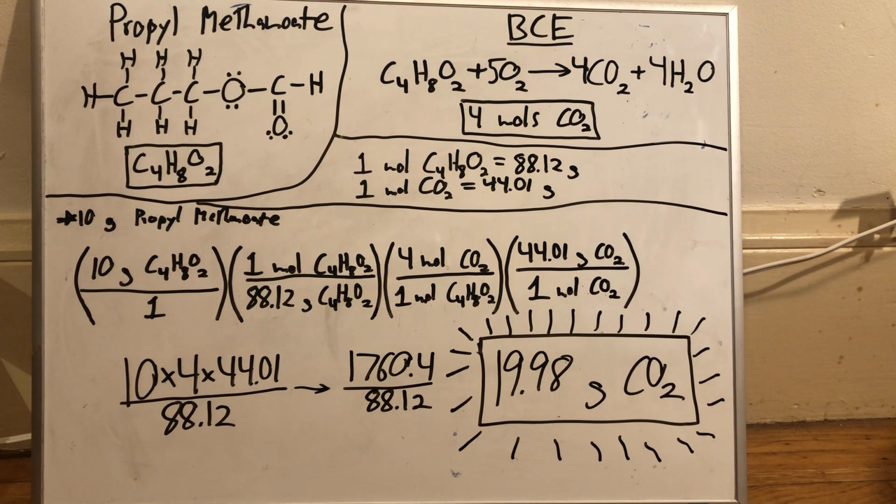And that makes a lot of sense, right? If we start with 10 grams of propylmethanoate and we burn it, it makes sense. 19 seems like logical sense.